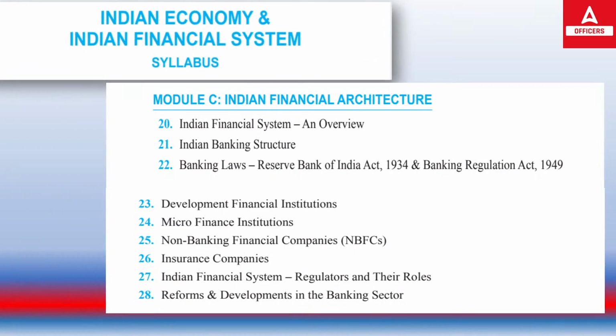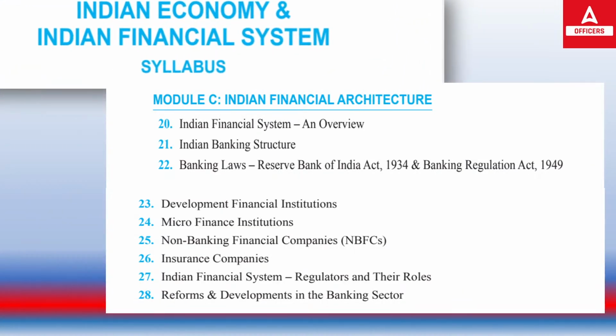So your module C is the Indian financial system, which is actually your Indian financial architecture, in which you can see from unit number 20 to unit number 28, these are the units available. Out of these, we have discussed the Indian financial system, Indian banking structure, banking laws, development financial institutions, microfinance institutions, non-banking financial companies, and insurance companies. The next thing we are going to discuss is the financial system regulators and their role. This is what we are going to discuss today.